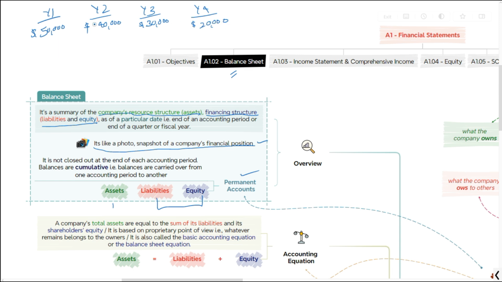So what happens is, from year 1 we are carrying some value to year 2, then from year 2 to year 3, and year 3 to year 4. This is what is meant by the statement that it's not closed at the end of the accounting period, and the balances are cumulative and the balances are carried from one accounting period to another.